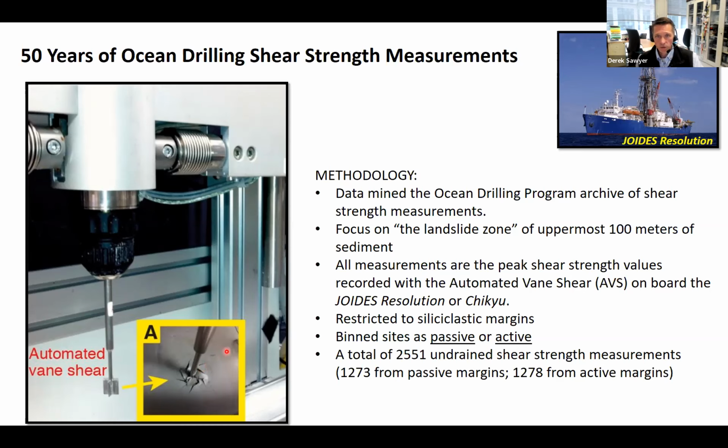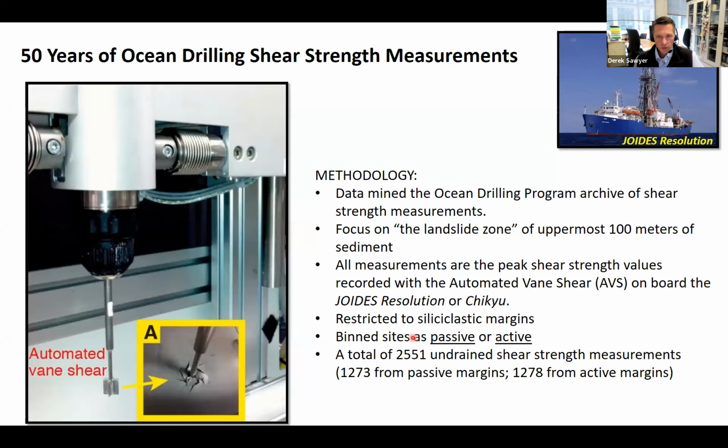The only thing I did was focus on the upper 100 meters of seafloor sediments, because this is where landslides are going to be occurring if they're going to occur. So we call that the landslide zone. Anything deeper than 100 meters is kind of too deep to be interested in. And I also wanted to focus on siliciclastic environments and not get too focused on carbonates or have carbonates at play here, just because of their very different mechanical behavior. So I'm restricting my data analysis to those types of materials.